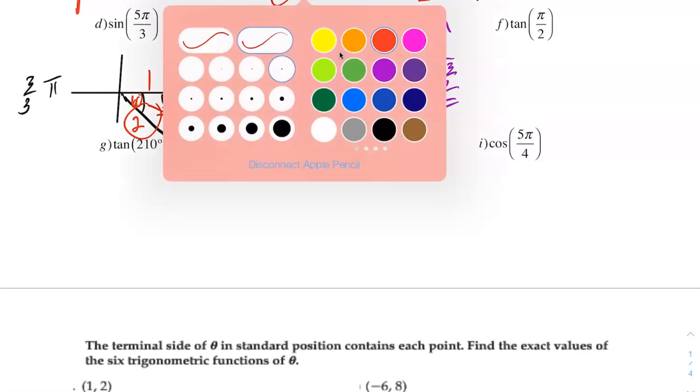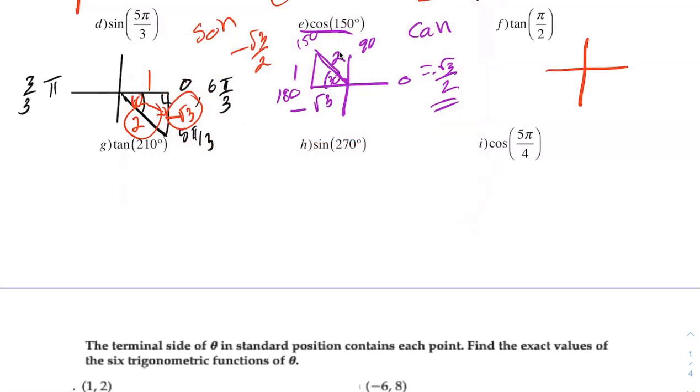Next one, tan of pi over 2. So here's 0, here's pi. Pi over 2 is this point right there. Remember when I said if it falls on the line, that's a unit circle. You should know what point that is. You went over 0, you went up 1, so 0, 1.